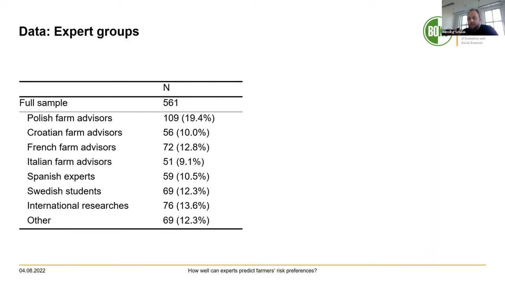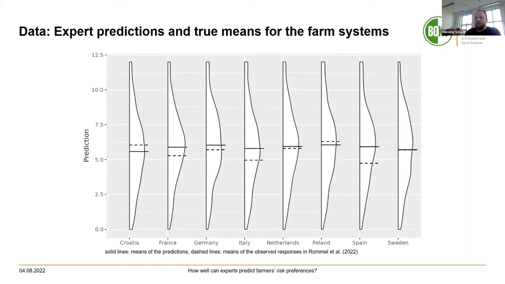In total, we were able to gather predictions from 561 individuals: different groups of farm advisors from different countries, mixed experts from Spain, but also agricultural students from Sweden, and also international researchers, who were mainly experimental economists, and then some other people, where the groups weren't large enough to be considered as individual groups in the analysis. And here you see the distributions of the predictions of the experts for the individual farming systems.